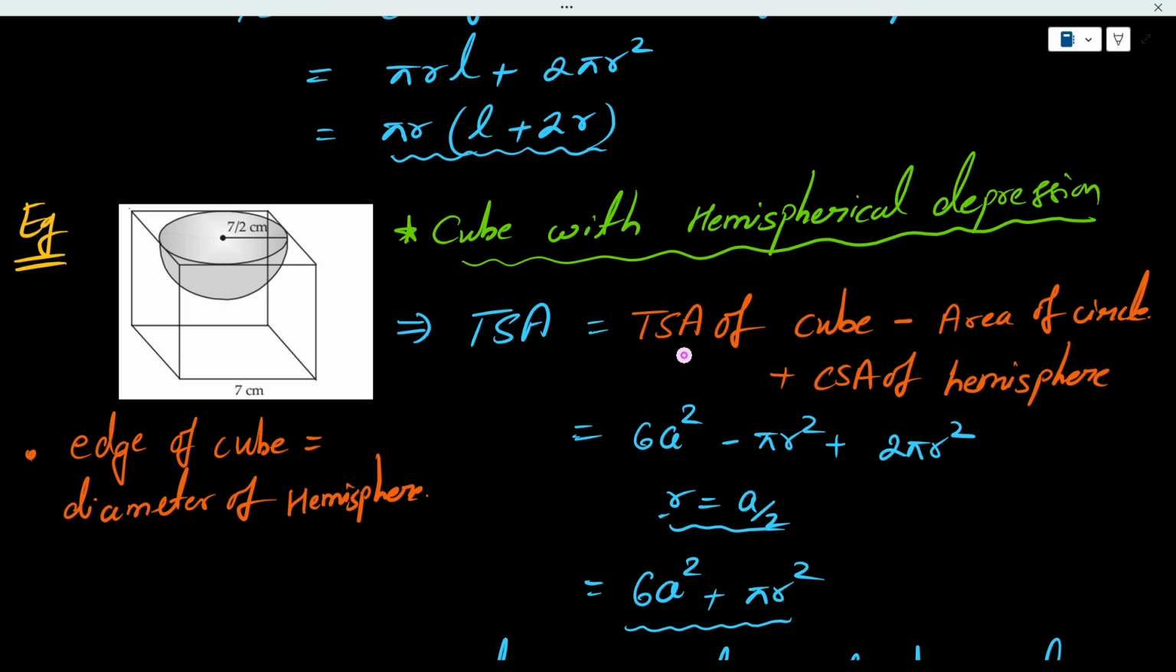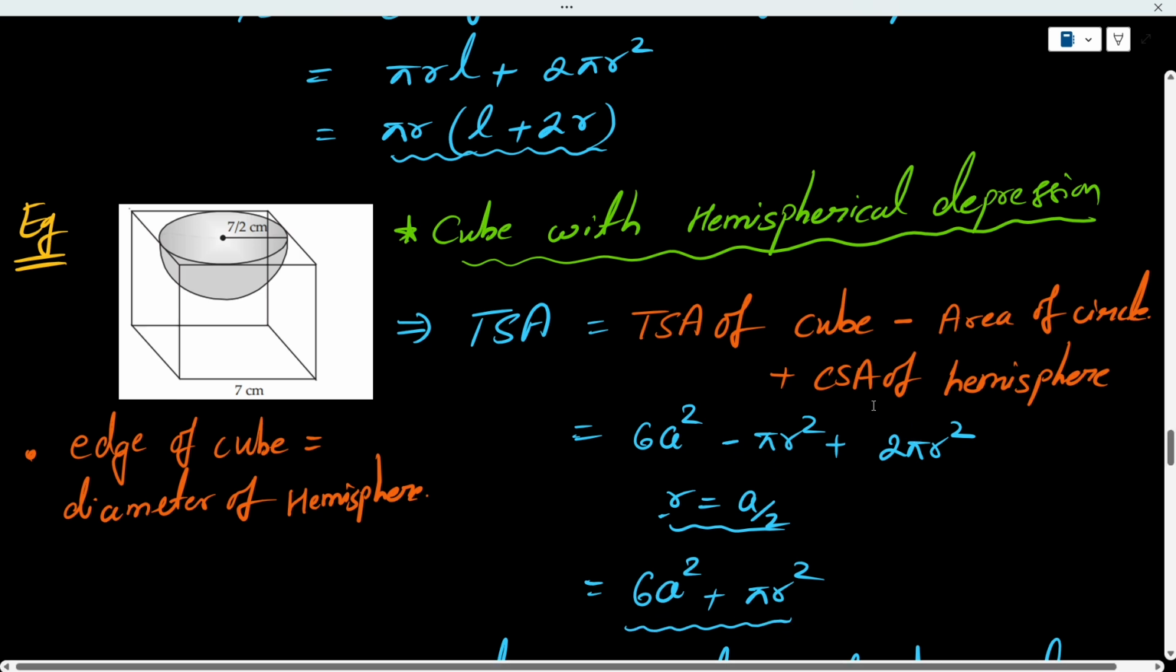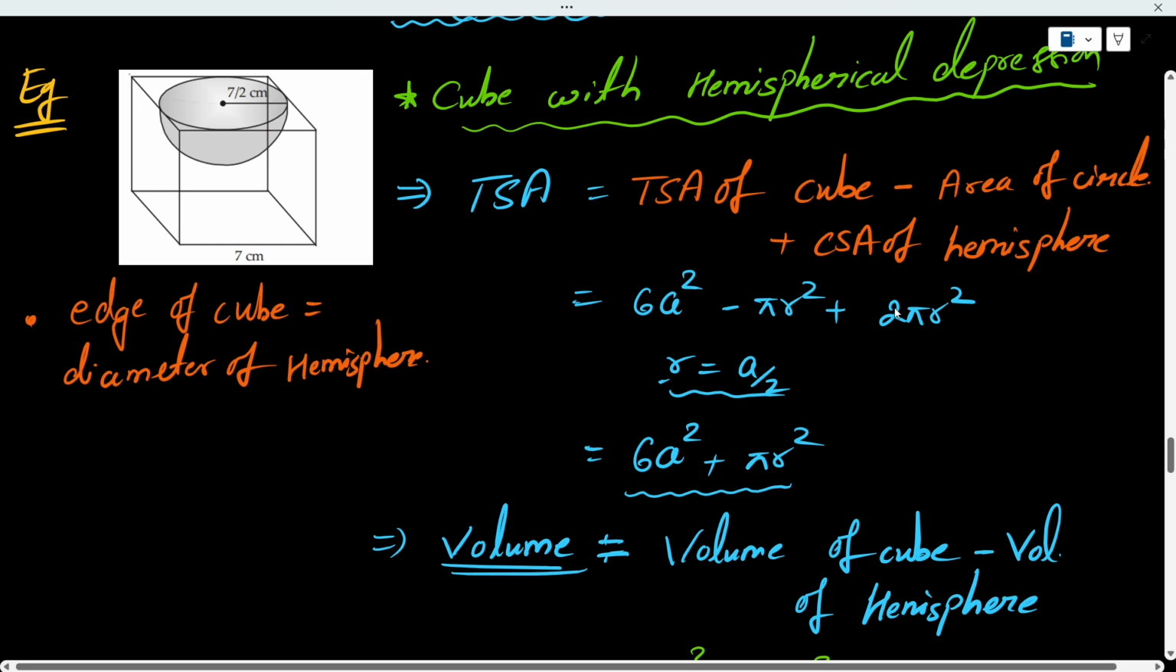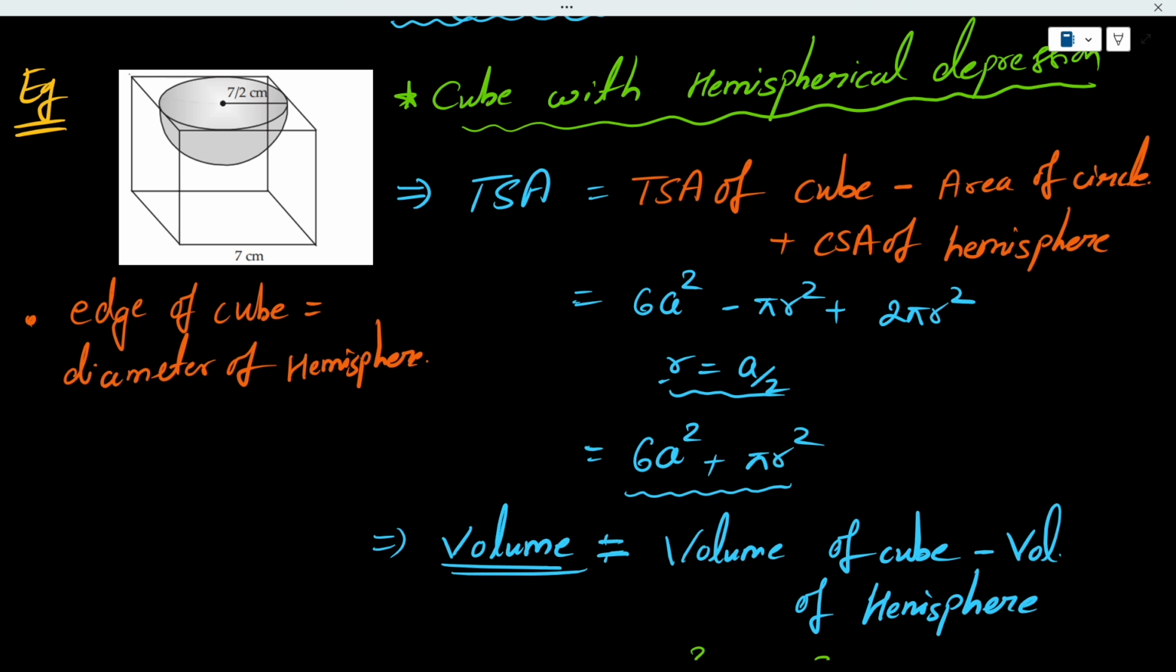You know the TSA of a cube, but this circular part is removed from the total surface area of the cube. So I am doing here: total surface area of a cube is 6a square. Then you have to remove pi r square because this top won't be visible. It is removed. It's a depression, right? But in the depression, this extra area is included, which is the CSA of the hemisphere. And what is the CSA of a hemisphere? Curved surface area of a hemisphere is 2 pi r square. So if you simplify here, it will be 6a square plus pi r square. So in these combined figures, you need to see which surface area is visible. Based on that, you are going to consider the area. You'll add or subtract the area.